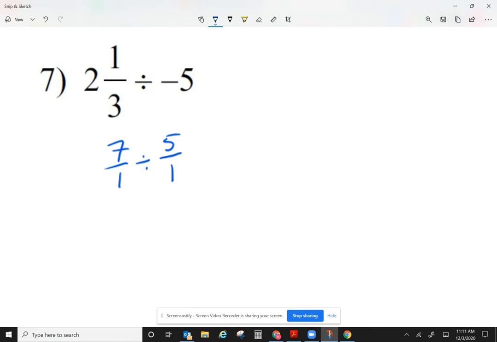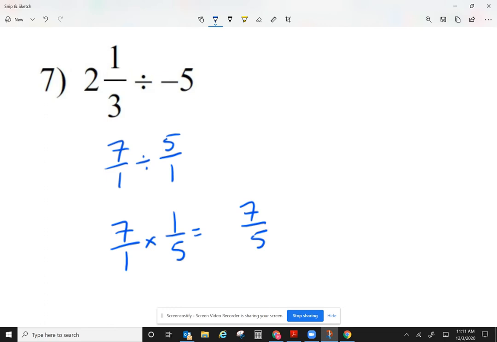Now that I have it as a division of two fractions, I'm going to change it to multiplication, but I'm going to flip the second fraction. So let me write this as 7 over 1 times 1 over 5. Simplify if possible, right? Choose a number from the top, a number from the bottom, divide them by the same thing, trying to make our numbers smaller if possible. In this case, I cannot. So if I multiply my numbers on the top, I get 7. If I multiply my numbers at the bottom, I get 5.